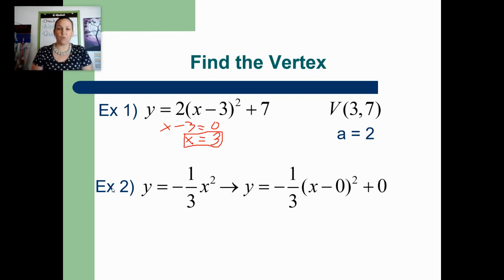So sometimes pieces will be missing. That's okay. You can put them in. Just put in a number 0. So if there's no parentheses, put a parentheses with the 0. And if there's nothing being added at the end, add a 0 at the end. That means that my vertex for this one is at 0, 0. And then don't forget this front number is your letter A.